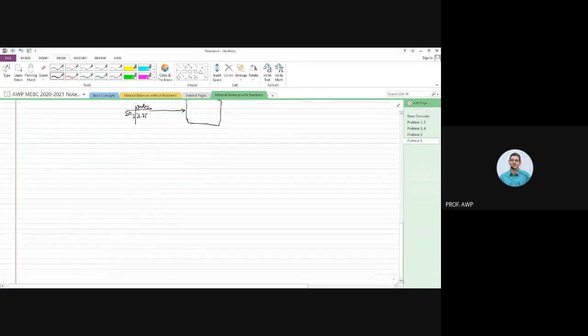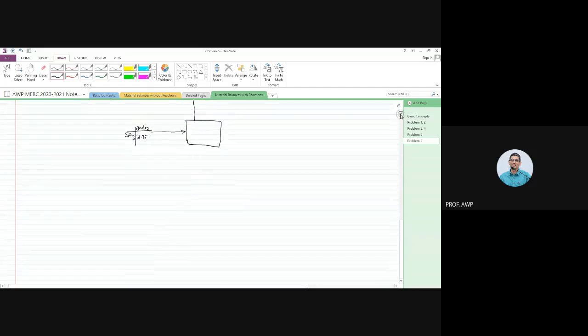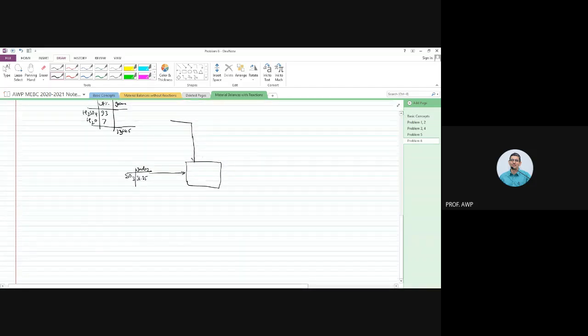Fresh water I might have to add. Whatever nitrogen and oxygen is here, the same amount of nitrogen and oxygen is going out, so I don't have to bother about it. Whatever goes out is H2SO4 and water. In terms of weight percent, it is 98 and 2. Right?